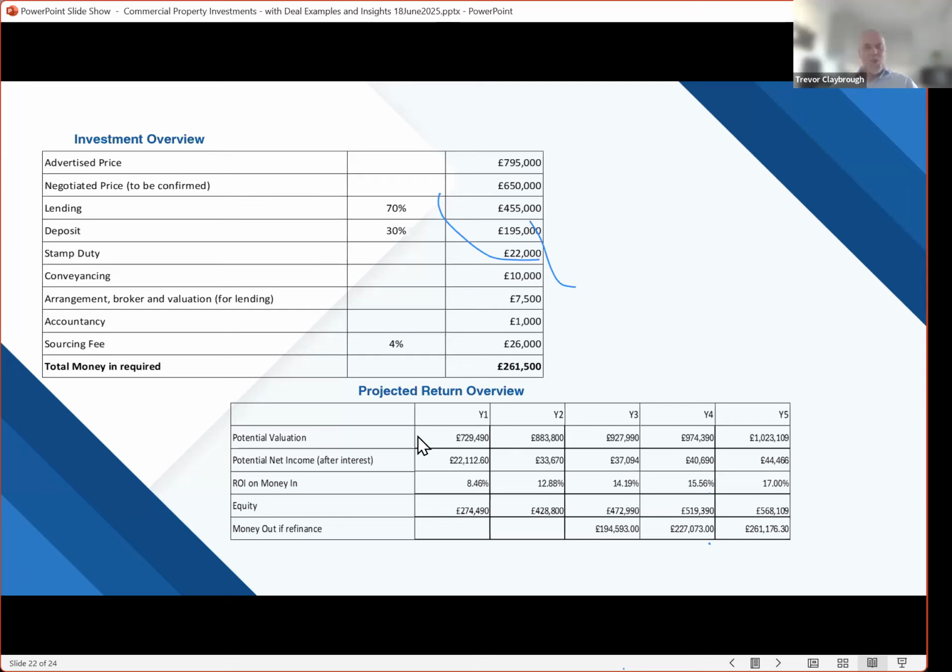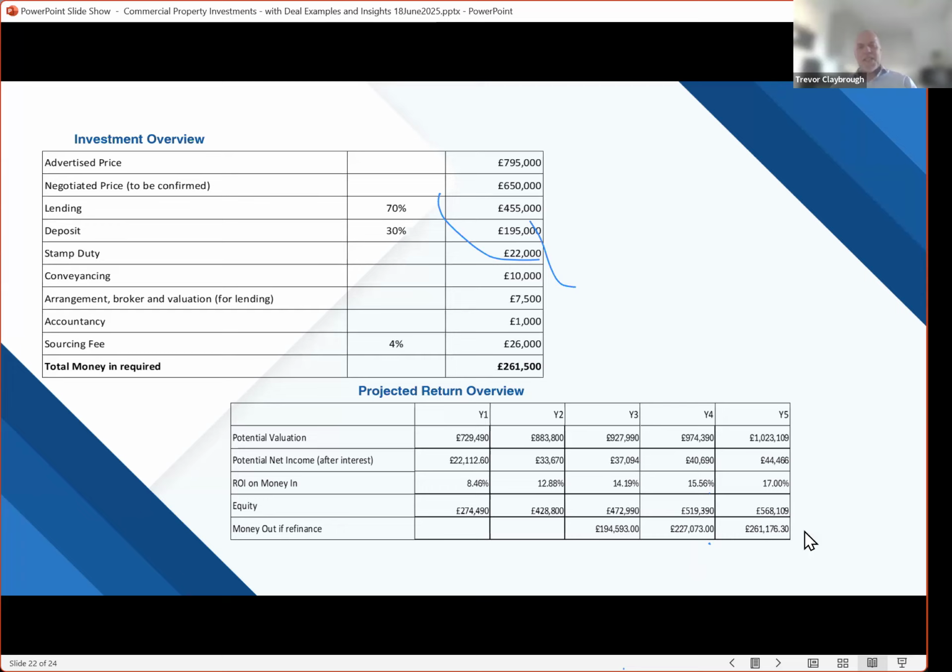Yeah, and it's always the same way of presenting things. So we're looking at the potential net income. We haven't got all the detailed figures here. We're looking at the actual income, and based on the yields, determining what a potential valuation would be. So here we're looking at how long it takes to be able to refinance and get all the money out.